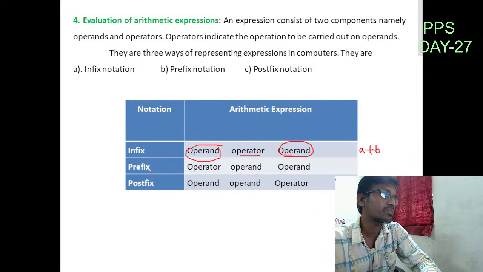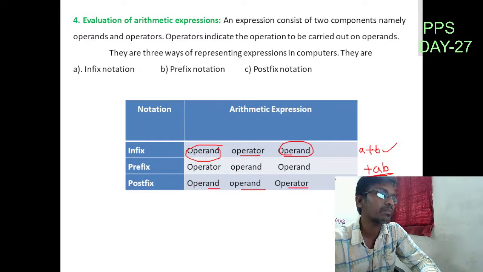Next, what is a prefix expression? Operator first, so I'm using the operator plus, and after that operand and operand, that is A B. So this is the original expression. If it is a prefix expression, you have to write this symbol before the operands. Then the expression is called a prefix expression. Next, the postfix expression. So what is a postfix expression? Operand and operator.